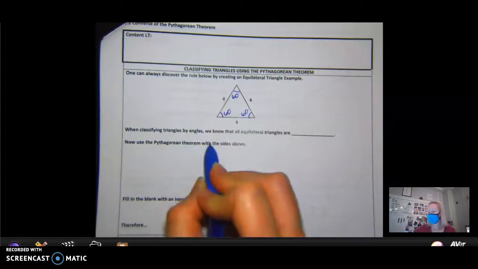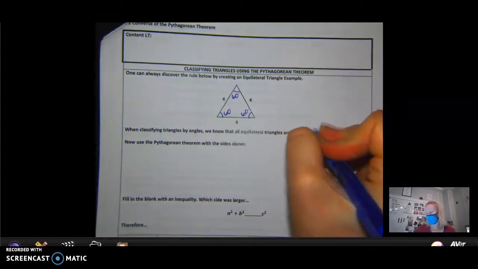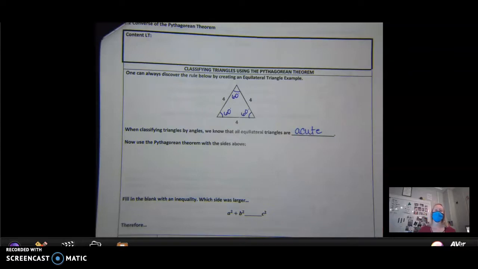When classifying triangles by angles, we know that all equilaterals are acute. What are our options if we're talking about acute? We have acute triangles, and what are the other two? Acute, right, and obtuse. If it's obtuse, how many angles are more than 90? One. And if it's right, we have one angle that's 90 degrees.